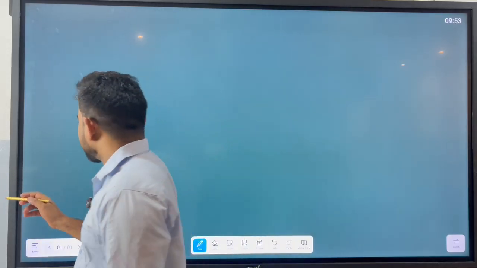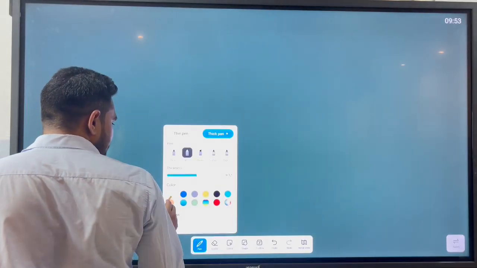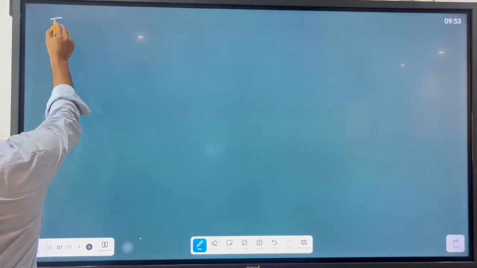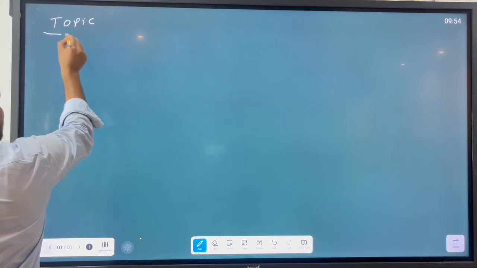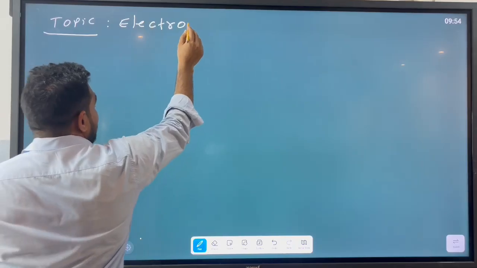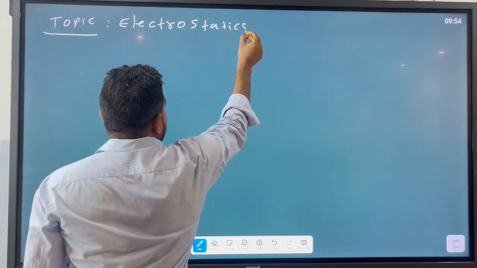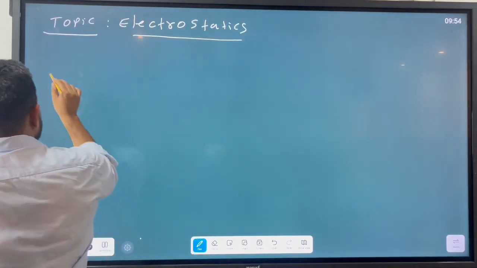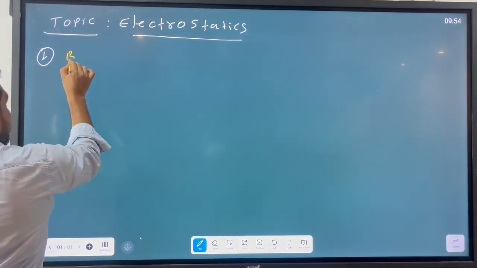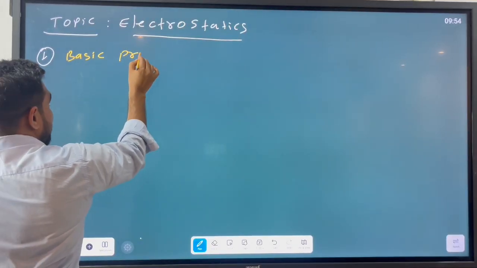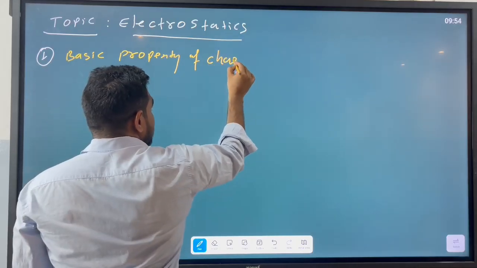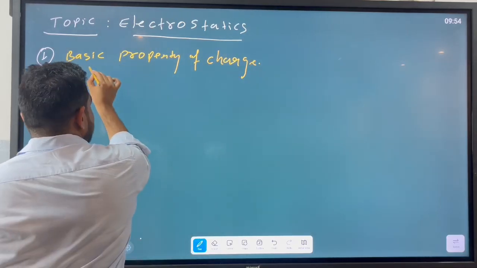Let us start one by one, step by step, each concept of electrostatics. Main topic for discussion: electrostatics. Initially we discuss the basic property of electric charge. Basic property of charge, right?